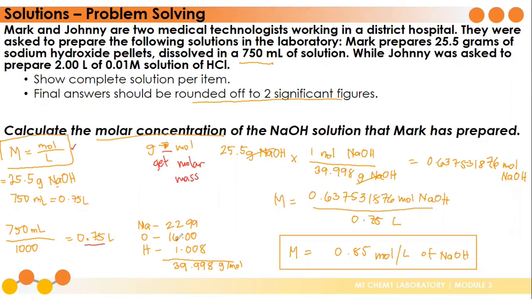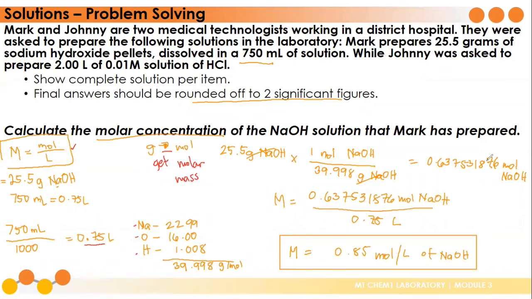Again, in getting molar mass, you simply need to get the atomic weight or the atomic mass of each element in our compound. That is the sodium, oxygen, and hydrogen. Simply add them all together. And then you can proceed with solving for moles, wherein you multiply your given, which is 25.5 grams, times 1 mole over your molar mass. Okay, and then you will be getting your moles.